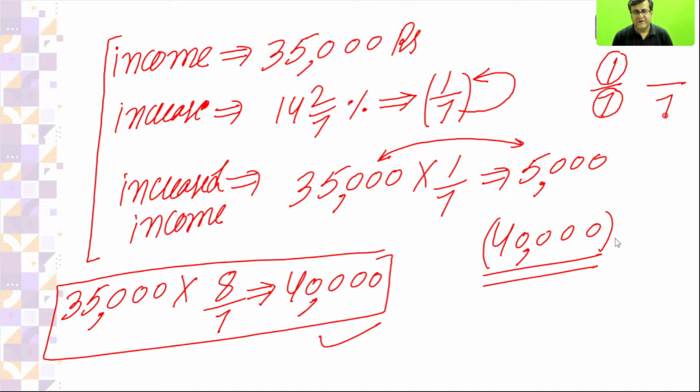7 is the original, 1 increase, it means the final value will become 8 by 7. Okay, is everyone clear now?